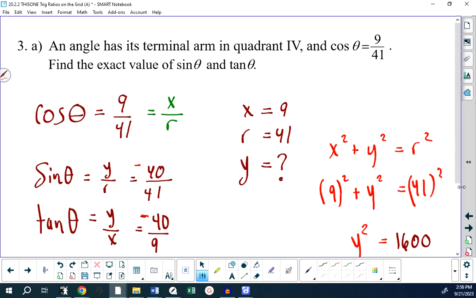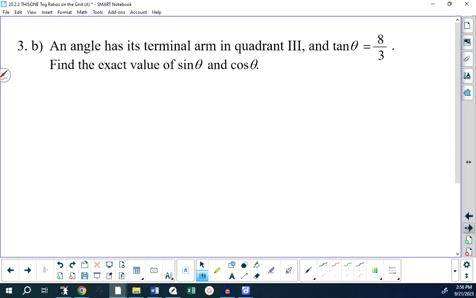I believe we have one more. Are you still with me? There's just one more. It's a real quick one, but this is the wrinkliest of the wrinkly. This is the one that I'll put on an exam and it will catch a lot of people. So tangent of theta is equal to 8 over 3.